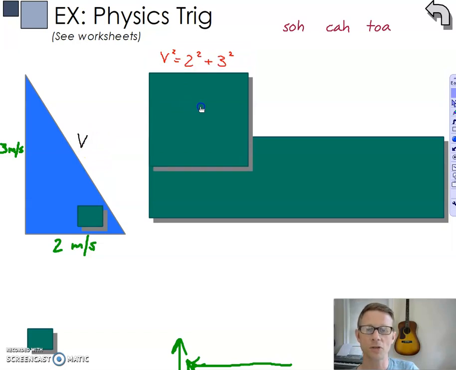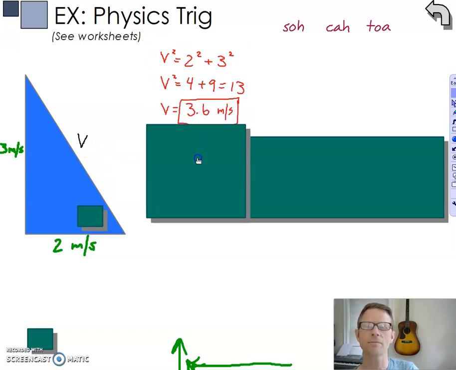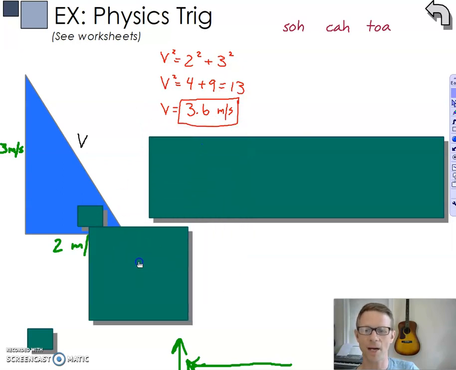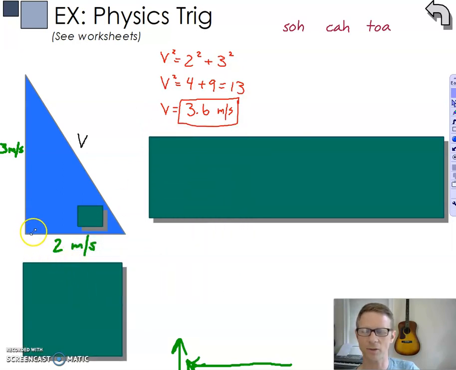So I can simply use Pythagorean theorem to find V. V is the hypotenuse. How are you supposed to know that? Because here's the right angle. The hypotenuse is opposite that. You get 3.6 meters per second. Makes sense, it's bigger than the other two.